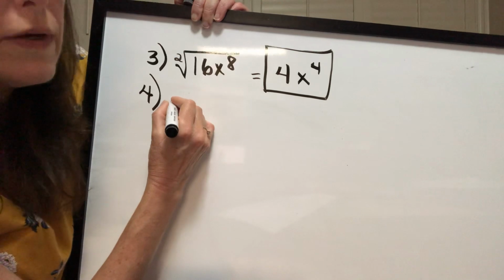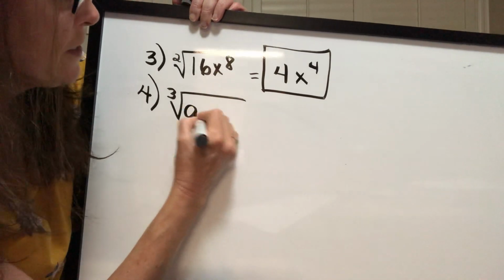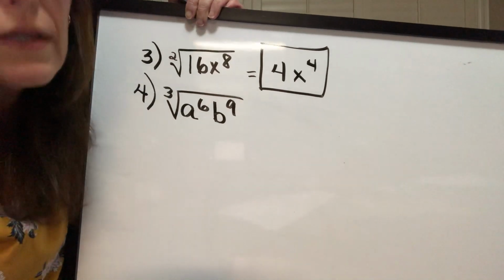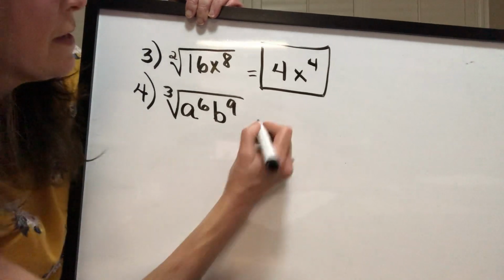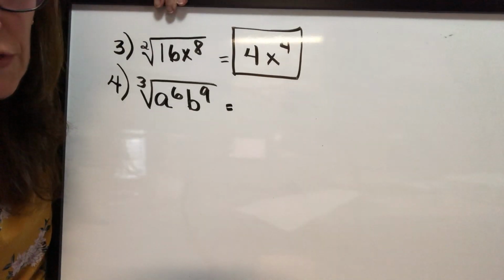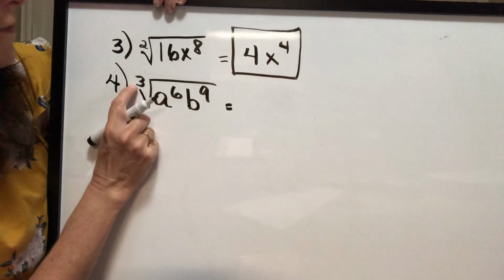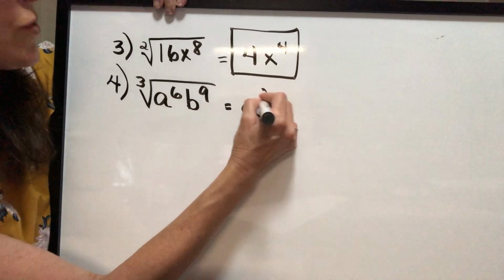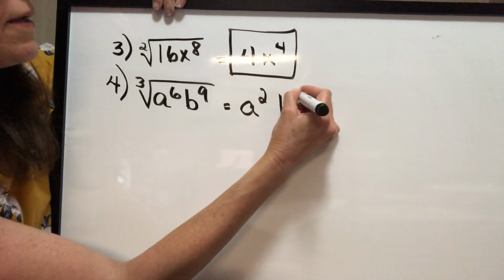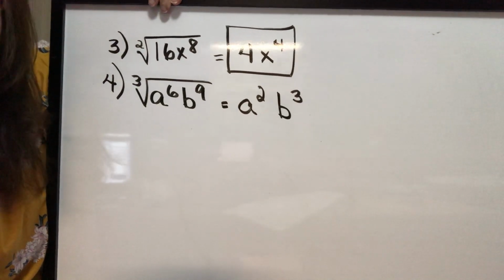All right, so number 4, let's make sure I write this down correctly. Cube root of a to the 6th, b to the 9th. Did I write it down right? I'm gonna triple check myself this time. All right, it's there. So there are no numbers to deal with. I'm gonna do just letters here. So the variable a, the 6 will need to be divided by 3, so that would be a squared. The 9 will be divided by 3, so that's b cubed. Yep, divide them both by 3.